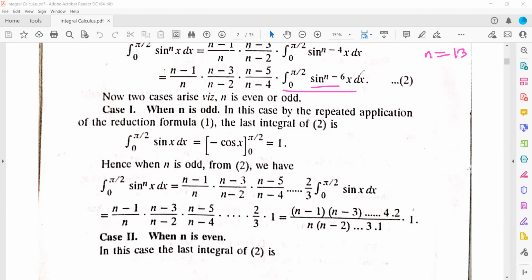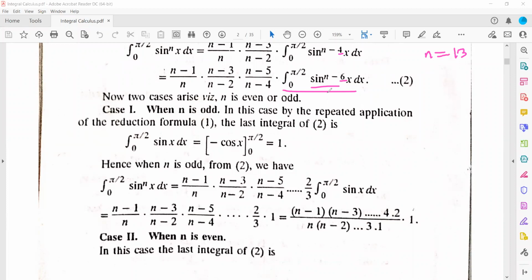Because whatever the subtraction part, these are even. Is it not? 2, 4, 6, then 8, 10, 12, 14, 16. The power of sine cannot be negative. We are not going to take the power of sine as negative. So if you are taking n equal to 13, the last term will be n minus 12, that means 13 minus 12, so the sine power is 1. After that, if you go on, the power of sine will become negative. So that part we are not going to consider.